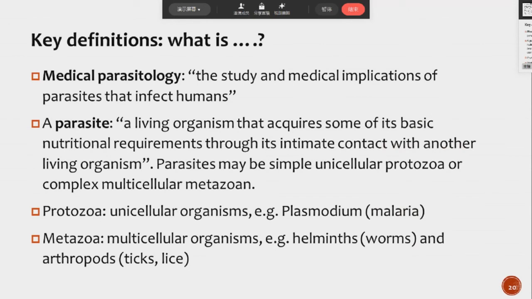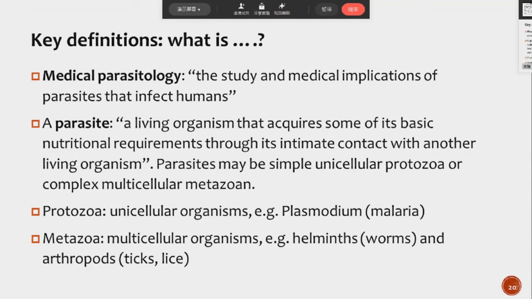What is medical parasitology? This is a subject that studies the parasite, its morphology, its life cycle, pathogenesis, diagnosis, epidemiology, and prevention. So these types of subjects we call medical parasitology. In short, it is the study and medical implications of the parasites that infect humans. This subject we call medical parasitology.